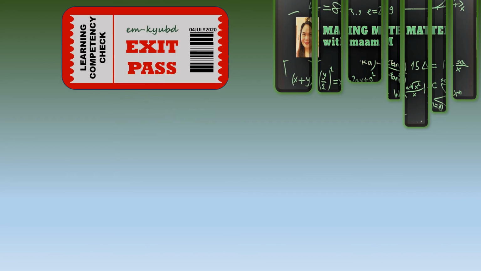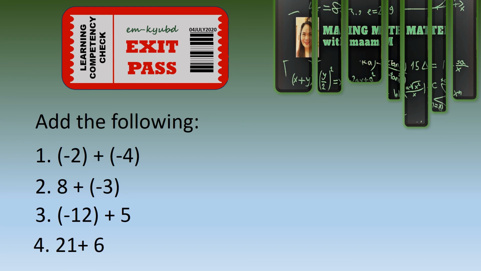Are you now ready to answer the exit pass questions? Then let us begin. Number 1, -2 plus -4. Case 1, negative plus negative is equal to negative. Therefore, the answer is -6. Number 2, 8 plus -3.